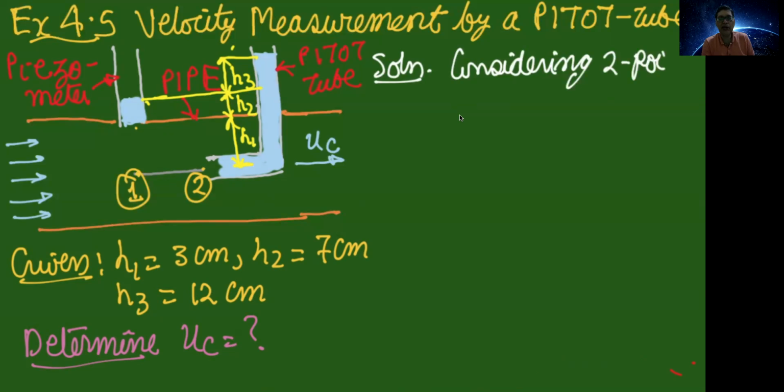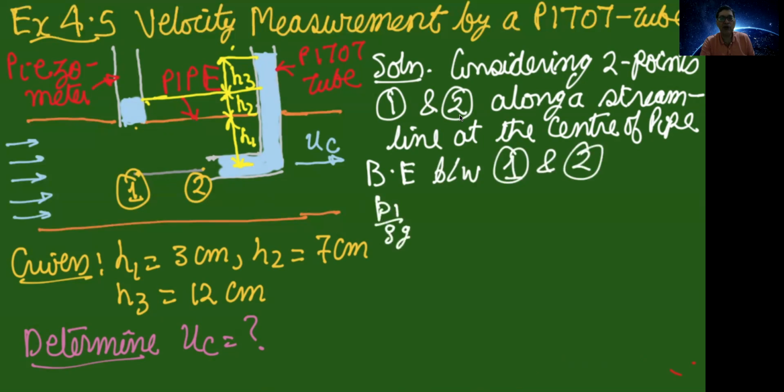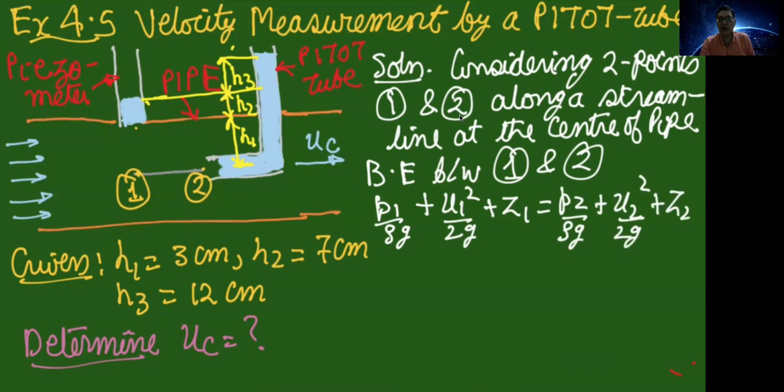So to obtain the center line velocity, we'll be considering 2 points, 1 and 2, as shown here along a streamline at the center of the pipe. When we apply Bernoulli's equation, since this streamline 1 to 2 is horizontal, the elevation is constant, so potential energy is constant. So this Z1 and Z2 are the same and cancel. Now I have also mentioned that at point 2 the velocity becomes 0. So U2 will be 0.